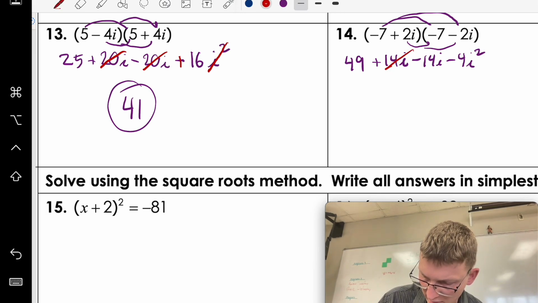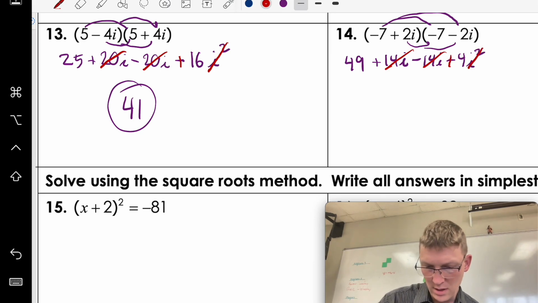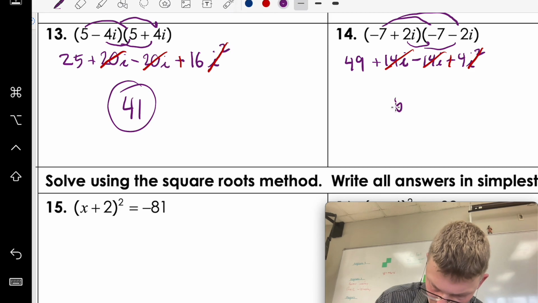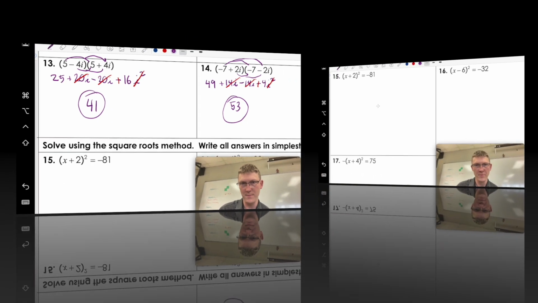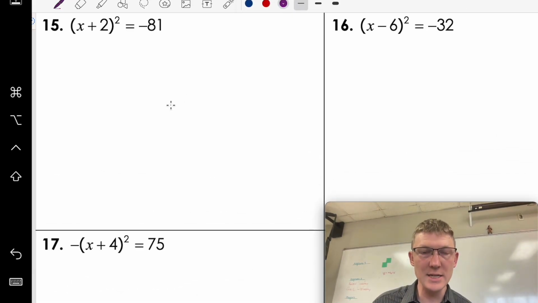And again, these cancel out. And then this guy turns into a negative 1, which changes the sign. And then what we have left over is 49 plus 4, which obviously I totally did in my head, is 53.